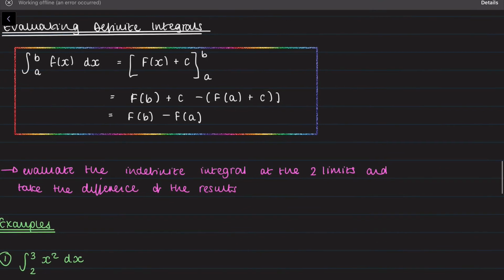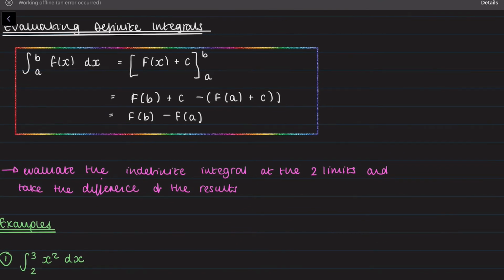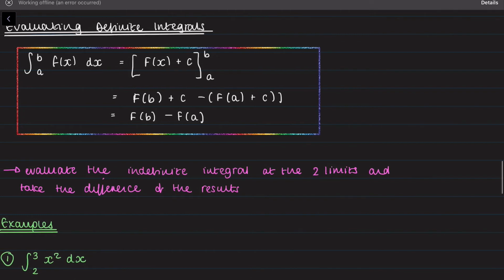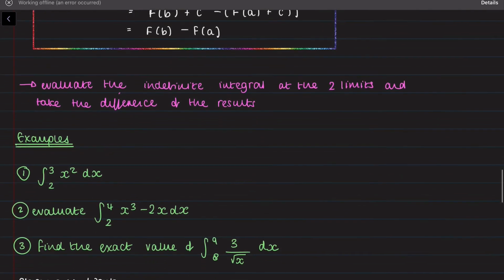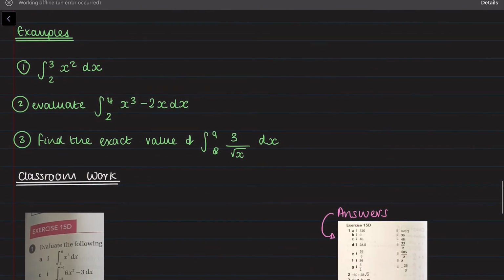So how do we evaluate definite integrals? What I need to do is perform my indefinite integration on the function first, and then write these square brackets around it with my limits. Then to apply my limits, I'm going to substitute in my upper limit to the function, and then take away the function of the lower limit. So I have the integrated function of b minus the integrated function of a. I think the easiest way to understand this is through examples. So let's have a go at some examples.